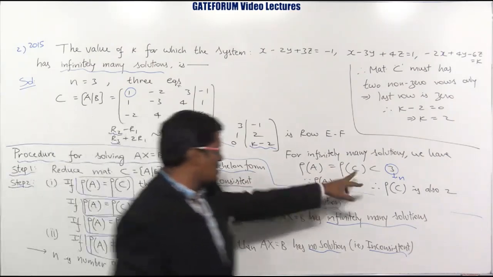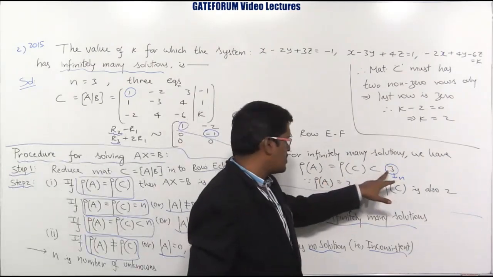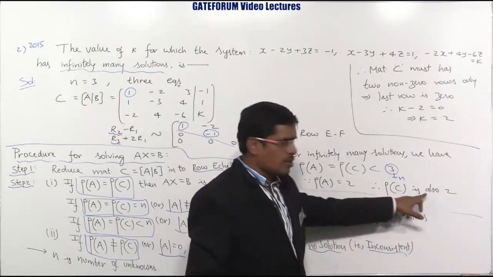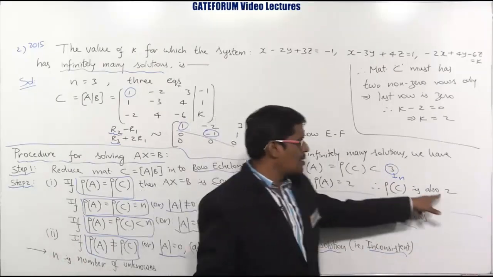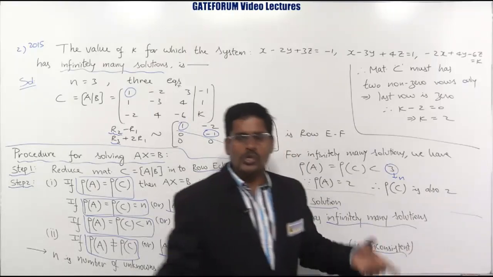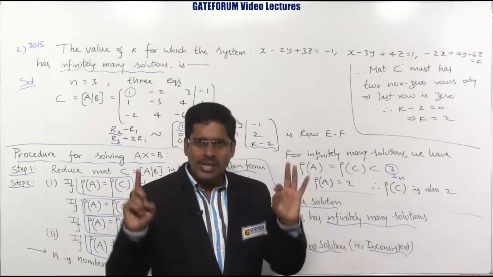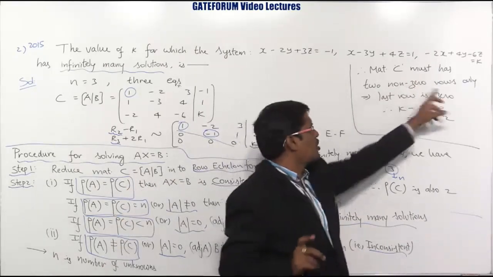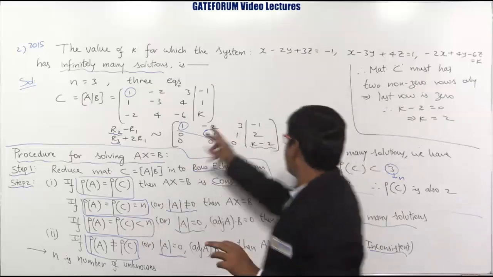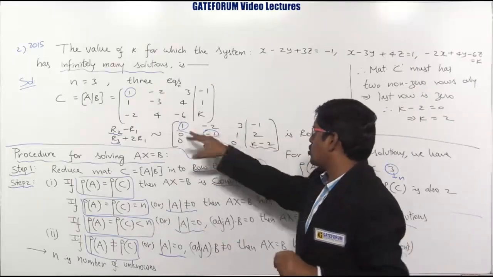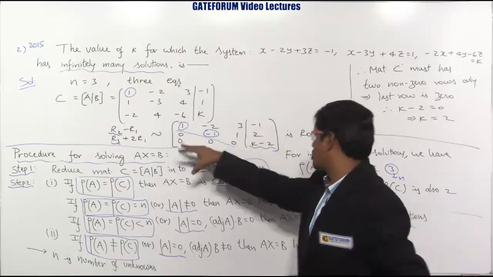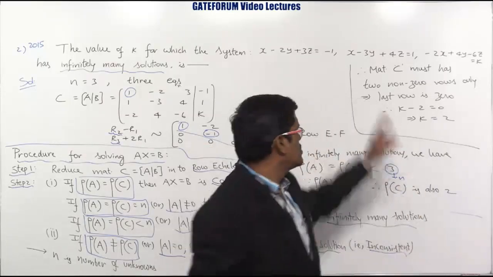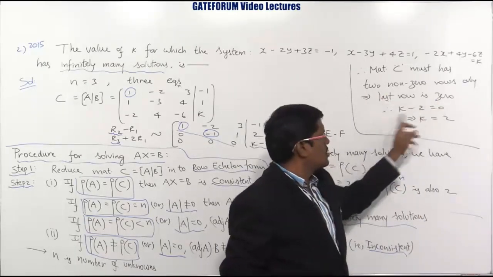Both ranks are equal and less than 3. So, rank A is 2, and 2 is always less than 3. Because of this condition, rank C is also 2. What is the rank of a matrix definition? The number of non-zero rows. Because the rank of this C matrix is 2, the matrix C must have only 2 non-zero rows. That means the C matrix has 3 rows, the first 2 rows are non-zero rows, and the third row must be a 0 row. That means the last row is 0, so k minus 2 is equal to 0.